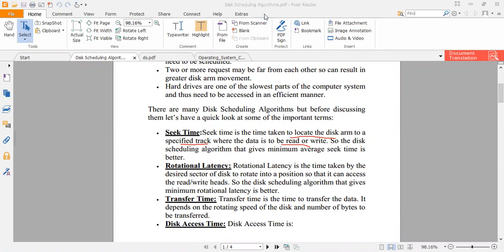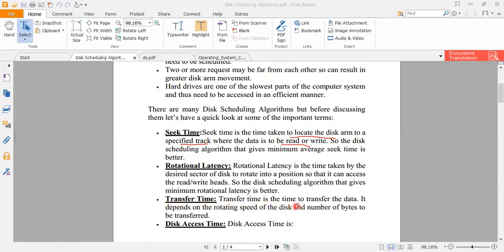algorithm. Okay, so as far as the next point, rotational latency, is concerned, rotational latency is the time taken by the desired sector of disk to rotate into a position so that it can access the read-write head. Got it? So again, we can say the disk scheduling algorithm that gives minimum rotational latency, that will be better. Clearly, we can say.